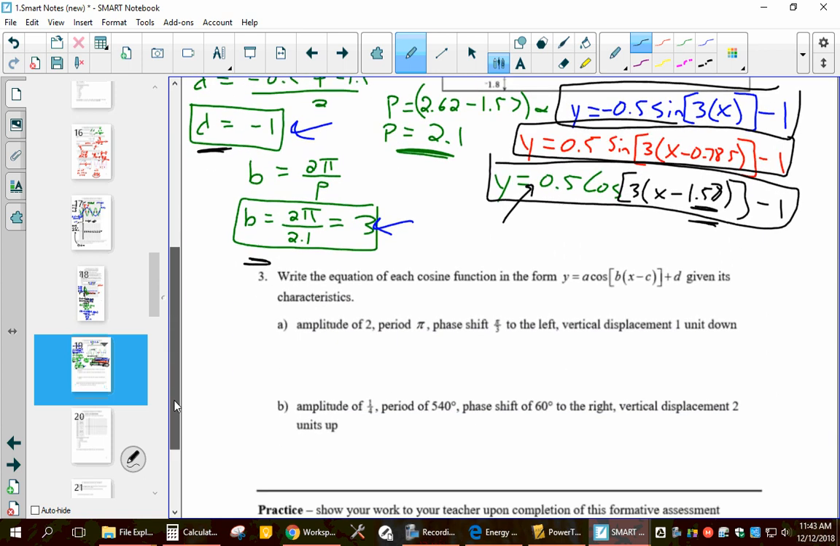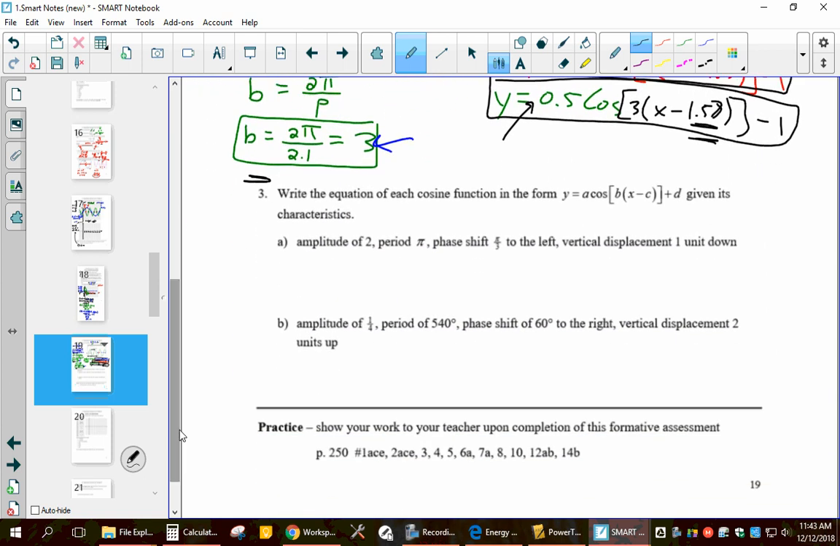All right. Okay, gets a little easier for the last one. Now we're just going to throw the numbers on. So write an equation for each cosine function in this form, given its characteristics. So it has an amplitude of 2, a period of pi, a phase shift. Phase shift means the horizontal translation. Pi over 3 to the left, and a vertical displacement of 1 unit down.